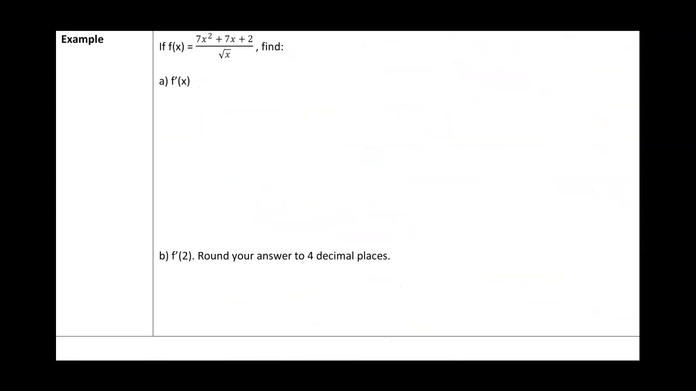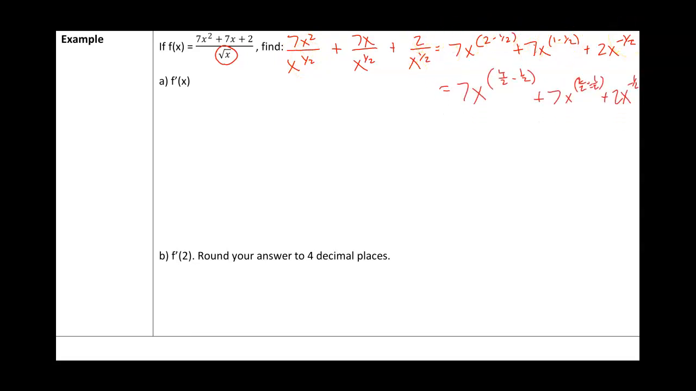So anytime this happens where we are dividing by a monomial, we can actually split these up into three separate terms: 7x squared over x to the 1/2, plus 7x over x to the 1/2, plus 2 over x to the 1/2. Remember the quotient rule of exponents, where if you divide the same base, we subtract the exponent. So we subtract 2 minus 1/2, 1 minus 1/2, and then this just moves to the top, becomes x to the negative 1/2.